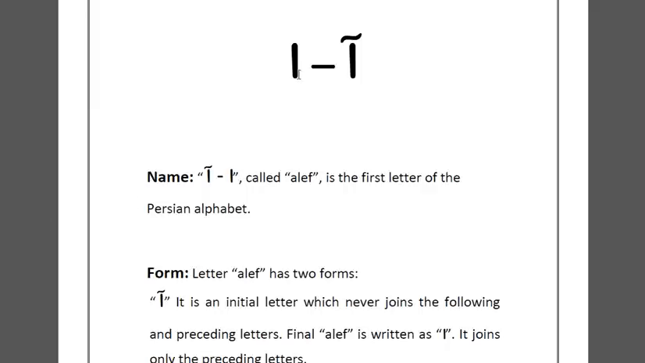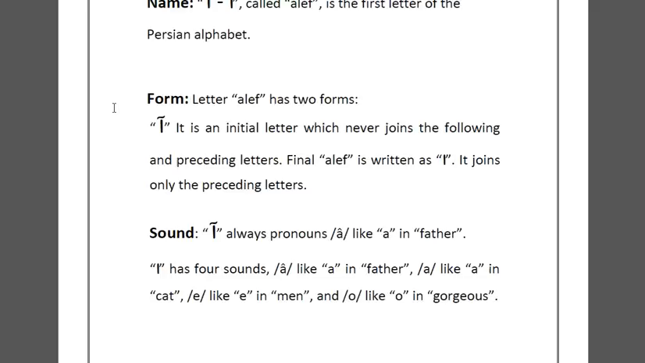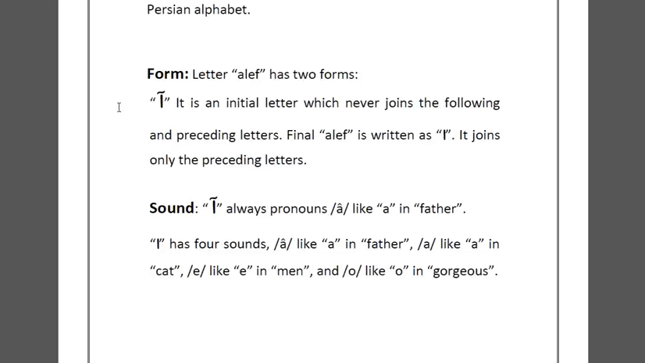The first form you can see here is just a vertical line and a hat. We call this one the first aleph. And we also have this one, the final aleph. It doesn't have the hat. Okay. Aleph or A.